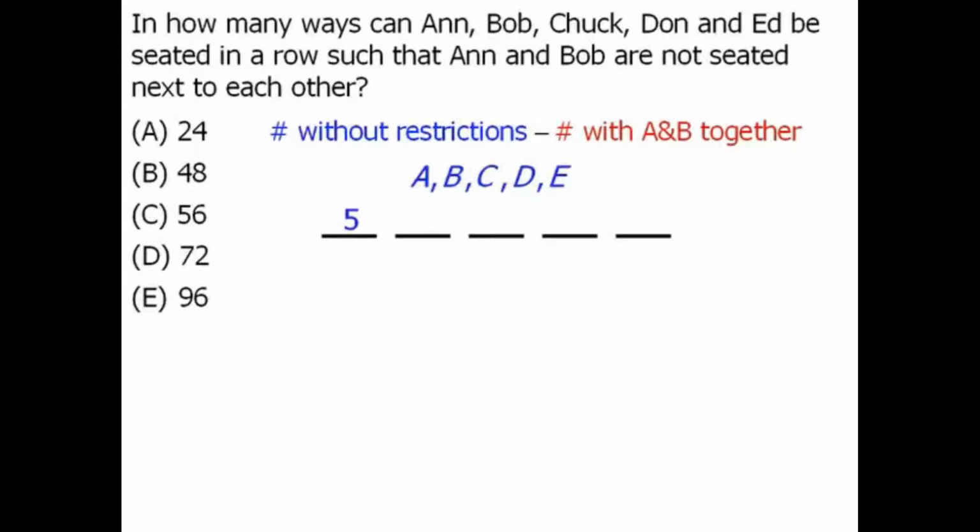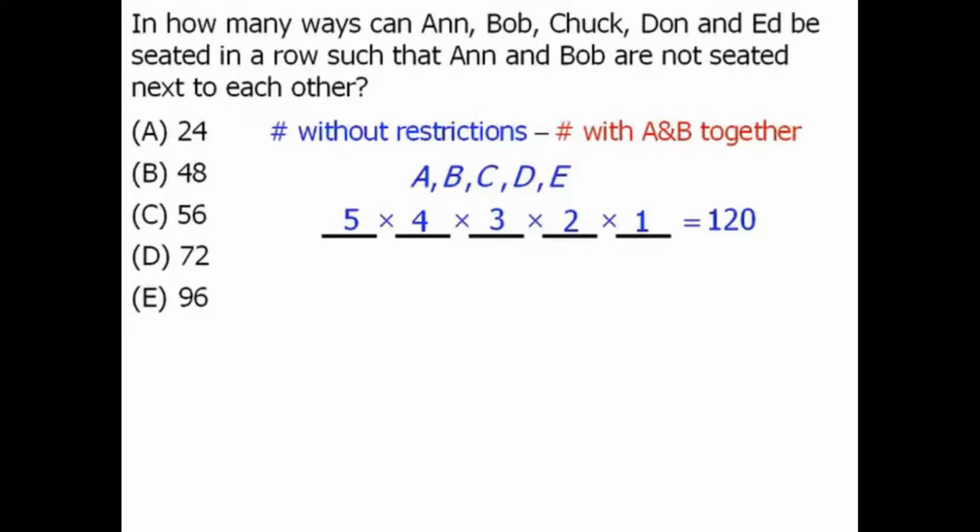Now, once we've seated someone in the first chair, only 4 people remain. So the number of ways to seat someone in the second chair will be 4. Now that we have seated people in both chairs 1 and 2, only 3 people remain, so there are only 3 ways in which we can seat someone in the third chair. As you can see, then there will be 2 ways to seat someone in the fourth chair, and finally 1 way to seat someone in the last chair. So the total number of ways to accomplish all 5 stages will be the product here, which is equal to 120. So there are 120 different ways we could seat all 5 people without any restrictions whatsoever.